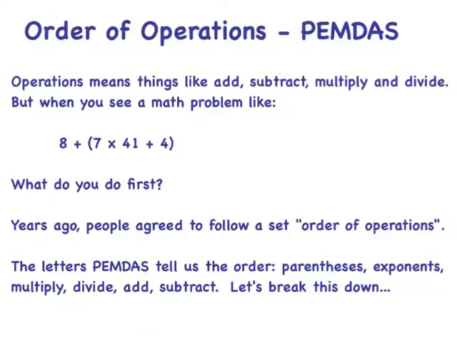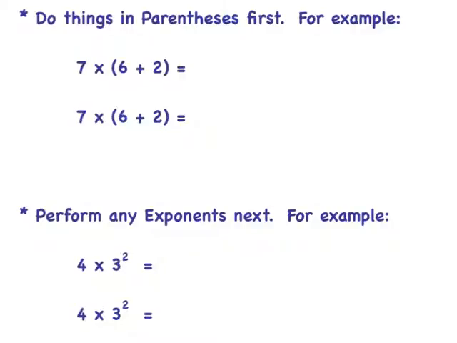But let's break this down. The first letter in PEMDAS is the P. So we do things that are in the parentheses, P for parentheses, first. For example, if I had the problem 7 times parentheses 6 plus 2 close the parentheses, and I just simply worked it from left to right, let's see what would happen. Well, first I would have 7 times 6, and that would give me 42. And then 42 plus 2 would give me 44.